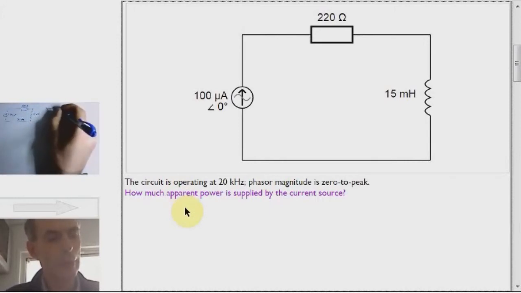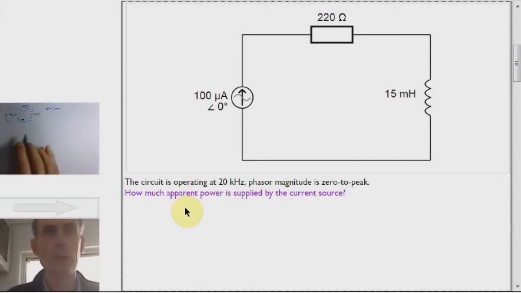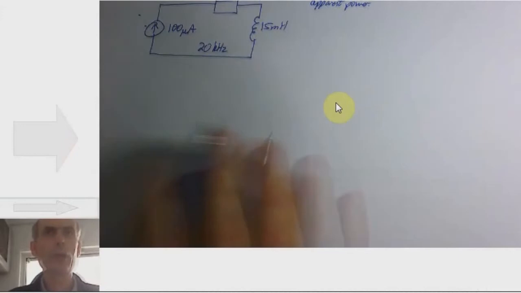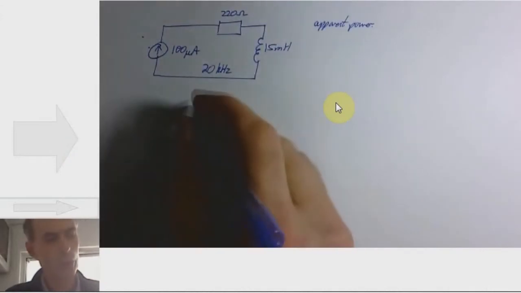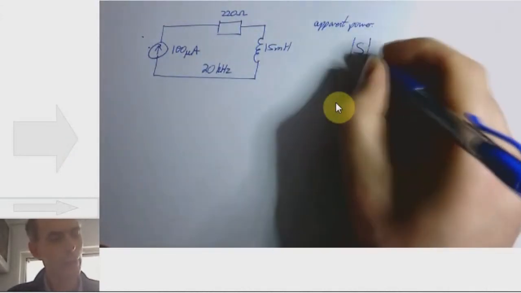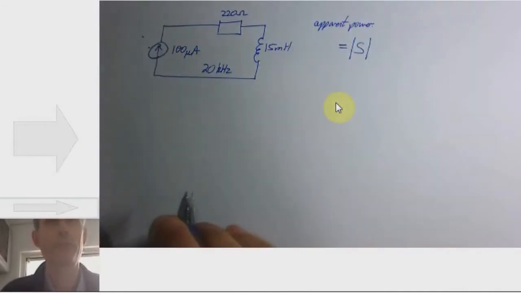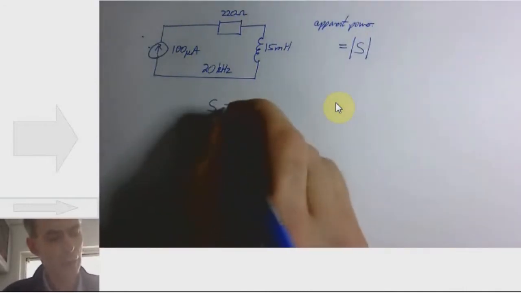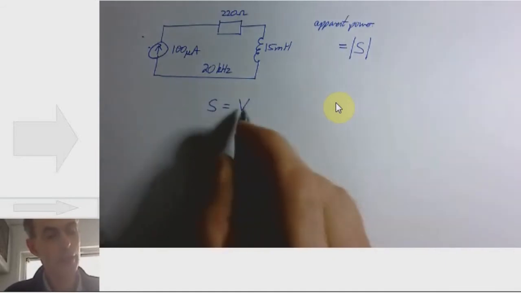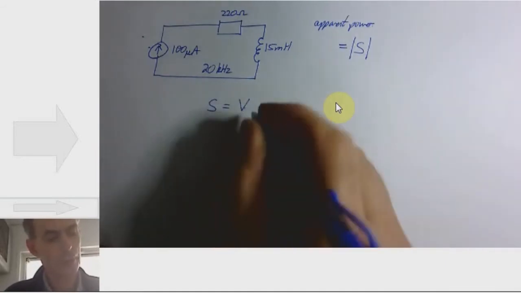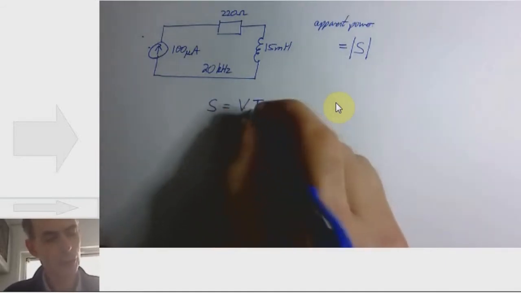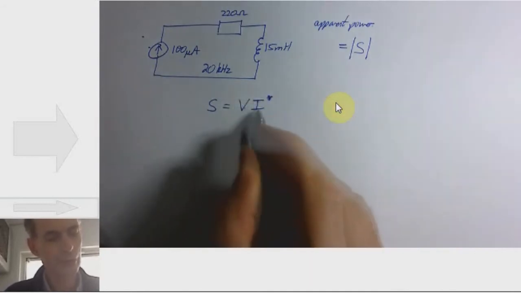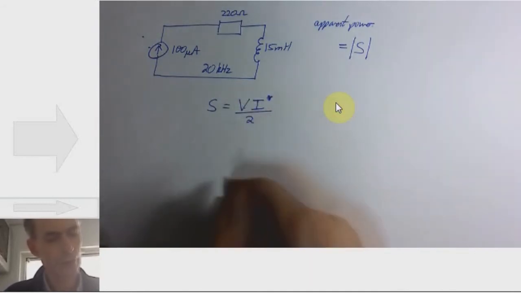Okay, well, the apparent power is the magnitude of the complex power. So all we're interested in is the magnitude of S. Okay, S, as we know, is the 0 to peak phasor voltage times the complex conjugate of the 0 to peak current, divided by 2.